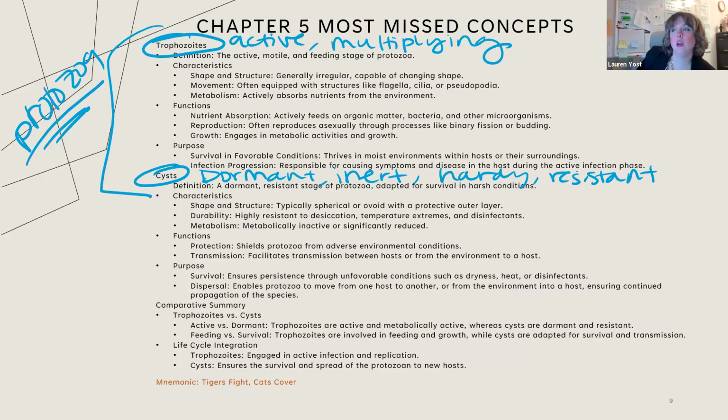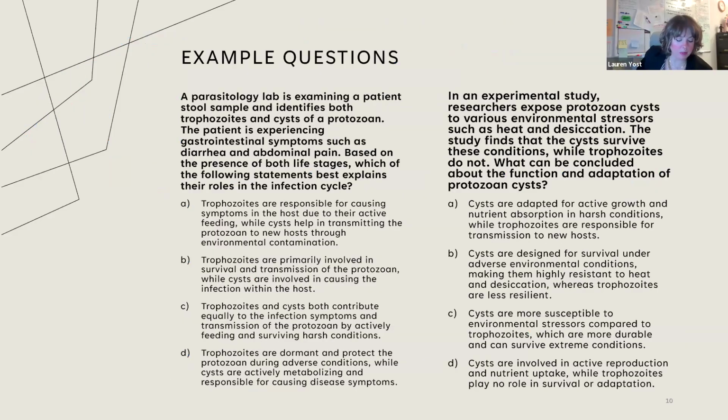And again, there's a lot more detail here if you need a little bit further review on these concepts. So we're going to move on to our questions. A parasitology lab is examining a patient's stool sample and identifies both trophozoites and cysts of a protozoan. So we see both. There's trophozoites, which are active, and cysts, which are dormant. And I haven't looked at the question yet. I'm already making notes. The patient is experiencing GI symptoms, such as diarrhea and abdominal pain. So there's an active infection here.